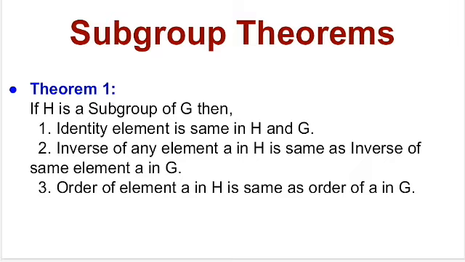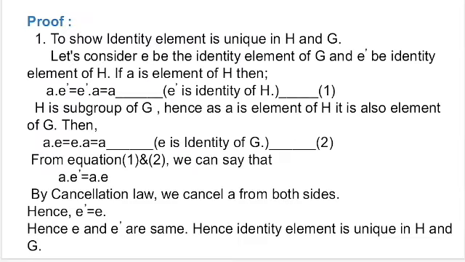So basically what are they telling us? They are telling us that if H is a subgroup of G, then the identity element will be the same, it will be unique. Also the inverse of any element will be unique in H and G. Also the order will be the same in H and G for any element, right? So let's see the proof.